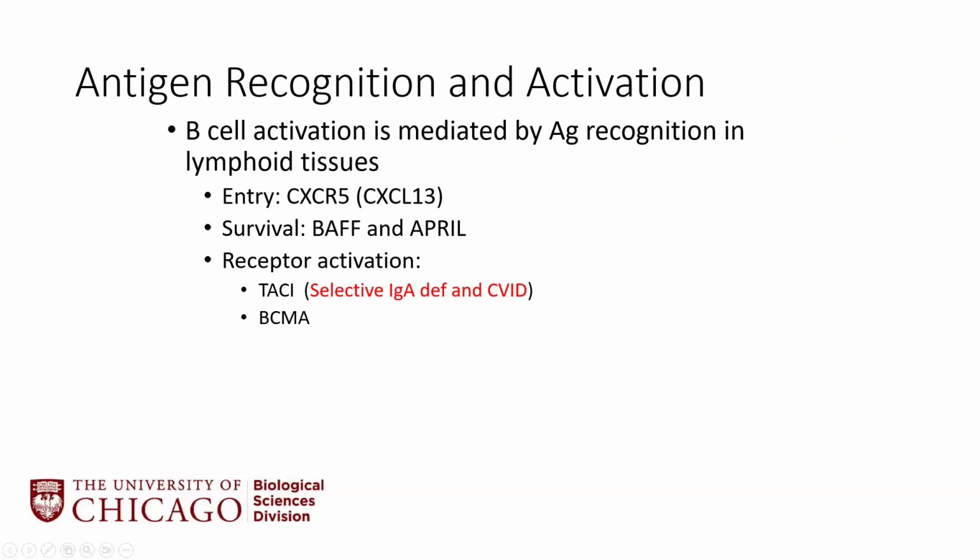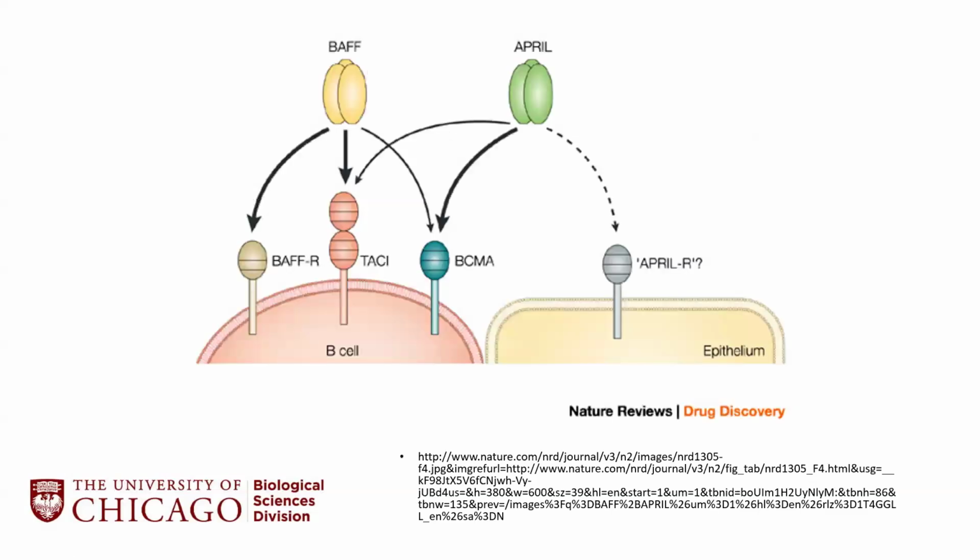we know you can get a selective IgA deficiency in CVID if you have a TACI mutation. But I think all these little facts are ones that you should start to put on your note cards to study up. This is just one that I pulled down from Nature that shows the importance of BAFF and APRIL in the survival of B cells, signaling directly through TACI and BCMA.